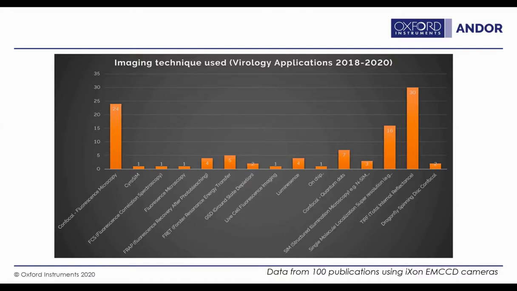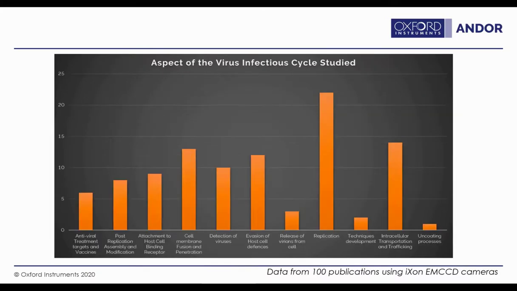So as we talked about, single molecule localization based super resolution, SIM, as Doug has described here earlier, and TURF and normal confocal as well, with a few other techniques starting to creep in as well. And finally, we can also look at what aspect of the virus infectious cycle has been studied with these cameras, and we can see this covers all of the events of the virus cycle, as well as the development of antiviral drug treatments and vaccines as well.